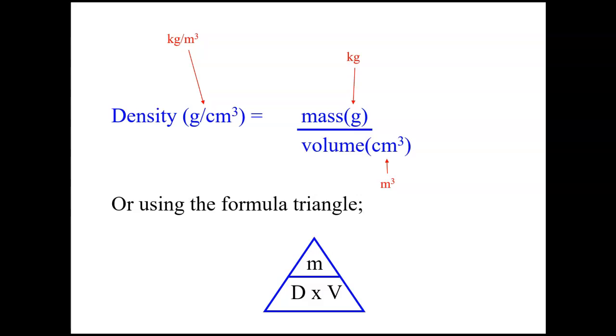It is possible that you could do the mass in kilograms and the volume in metre cubed, in which case the density would be in kilograms per metre cubed. And you would of course get a different number. As usual, we can use the formula triangle here. If you cover up mass, mass is density times volume. If you cover up volume, volume is mass divided by density. And of course, density is mass divided by volume.